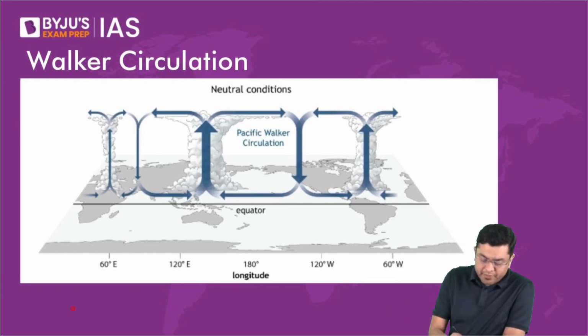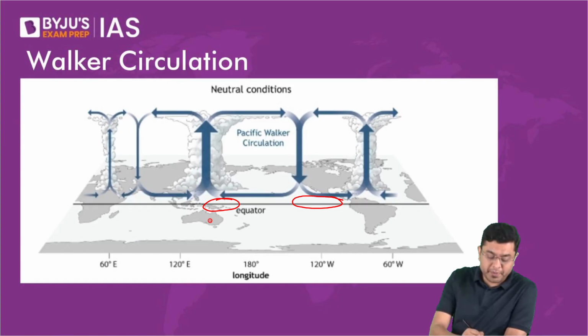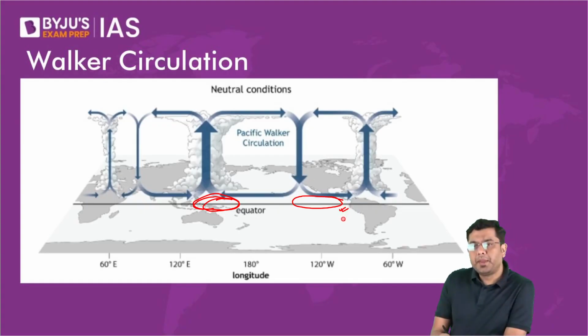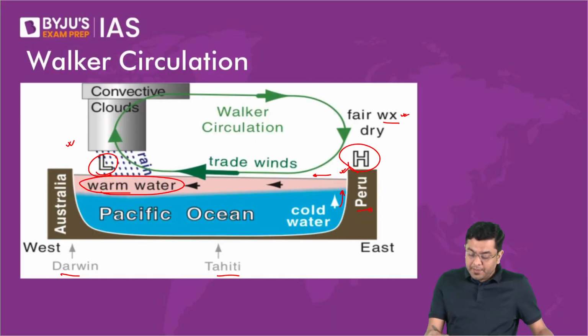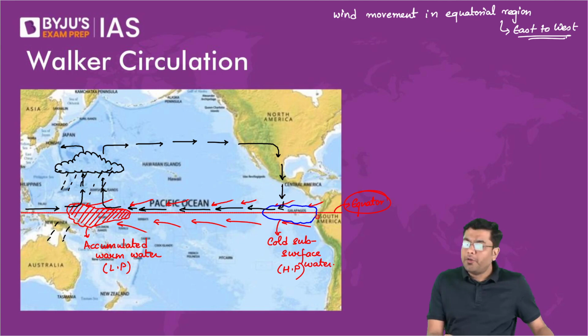So here you will observe that you have a kind of a high pressure created in the region of the Eastern Pacific, a low pressure created in the region of Western Pacific. That low pressure is something which is very large, and it causes a very significant amount of rainfall over Indonesia, over northern Australia. Whereas the Peruvian coastline, where is the Peruvian coastline? The Peruvian coastline is in the region of Eastern Pacific, isn't it?